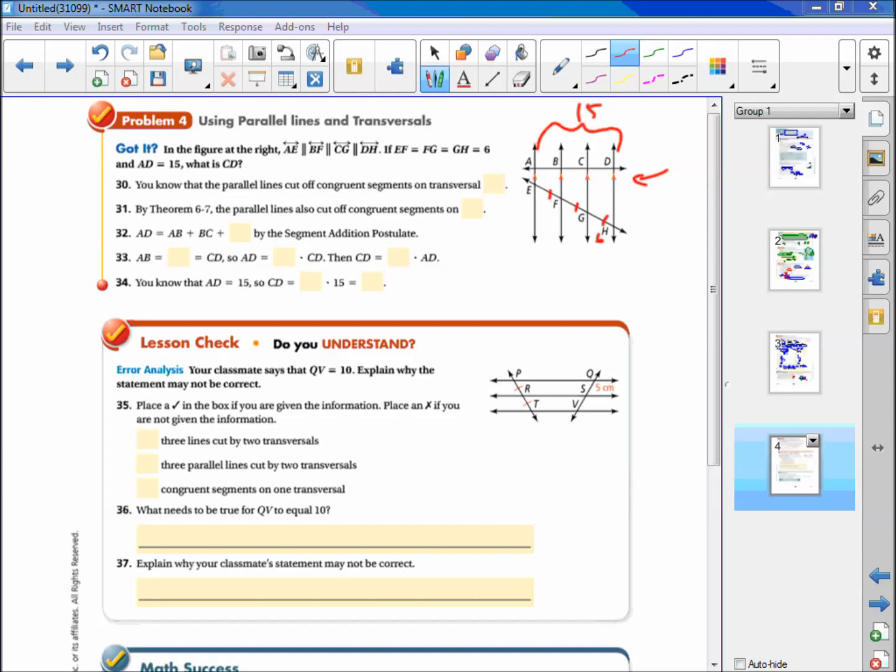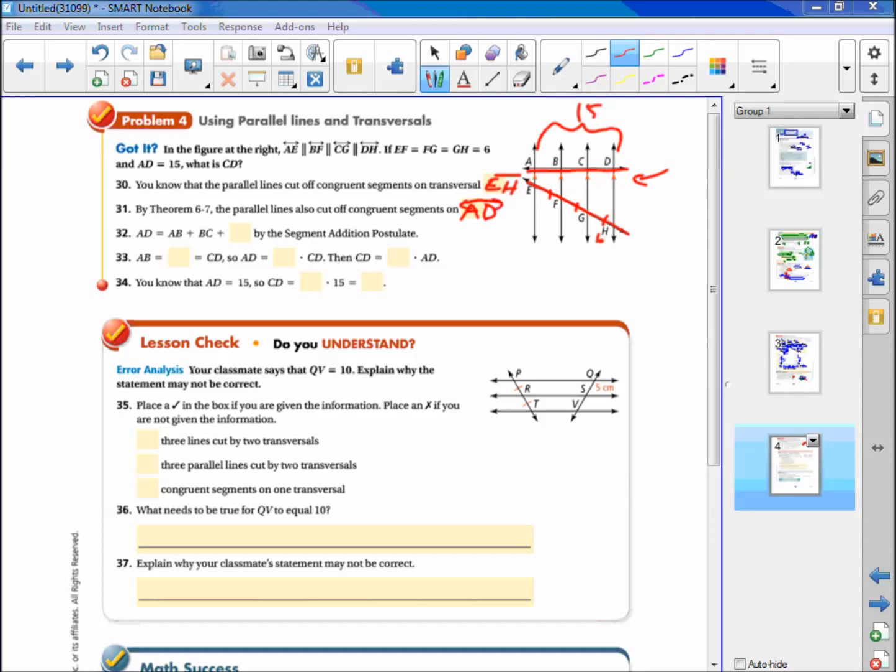Now I know you could probably do this really fast because you know that if this transversal made congruent segments, then this one should also. And each one of those segments should be 1/3 as big as 15. But let's walk through the steps here. So you know that parallel lines cut off congruent segments on transversal EH. Okay. By theorem 6-7, the parallel lines should also cut off congruent segments on every other transversal, including transversal AD.